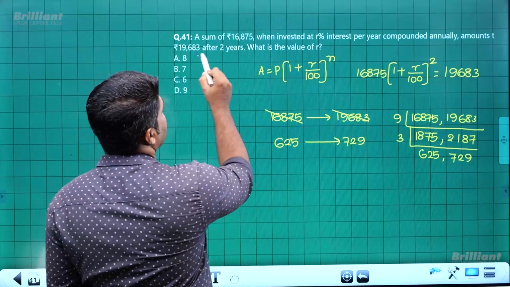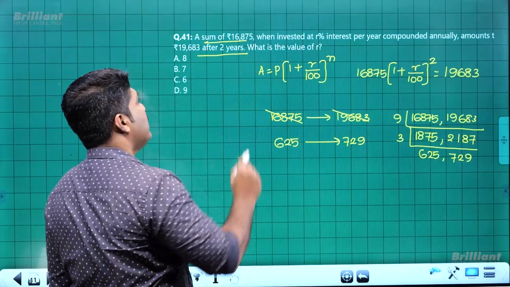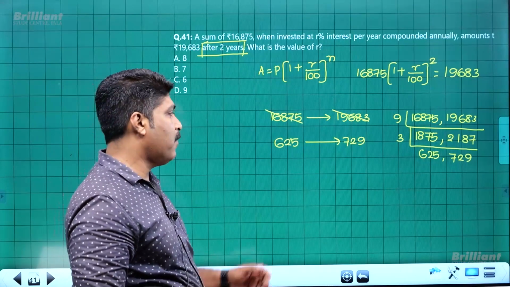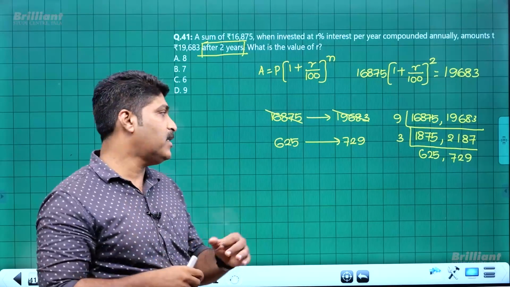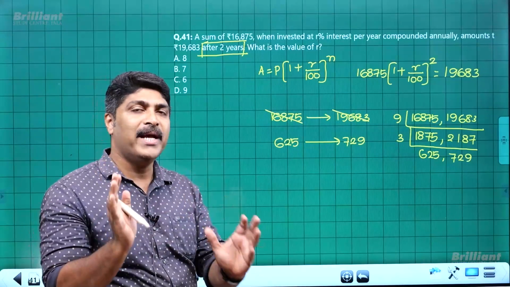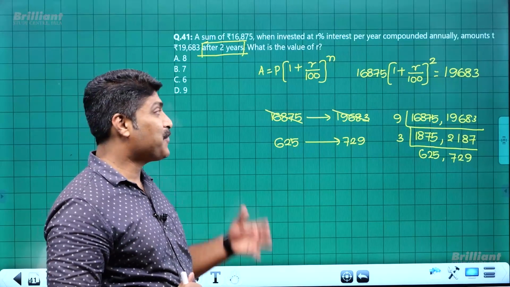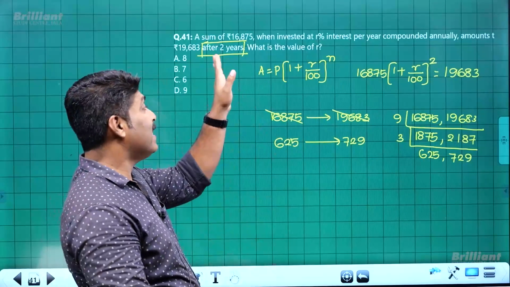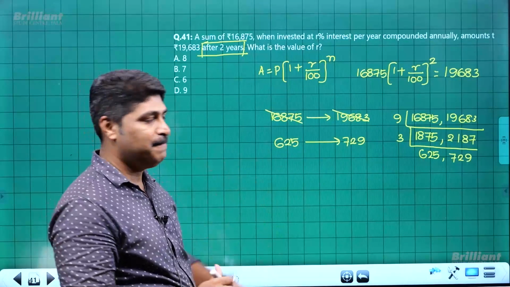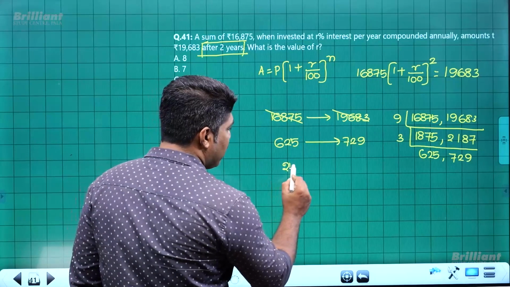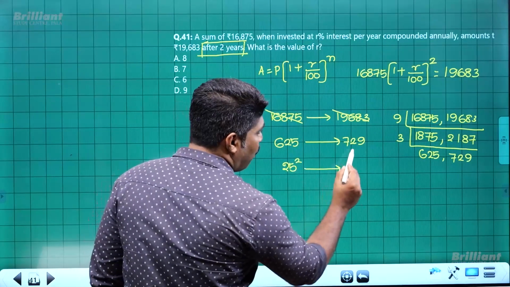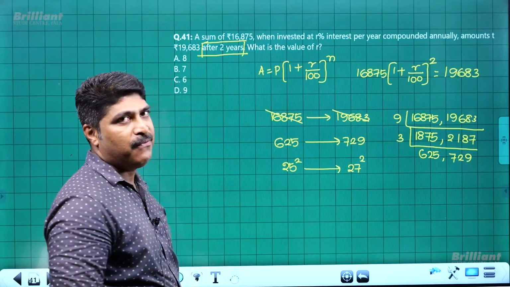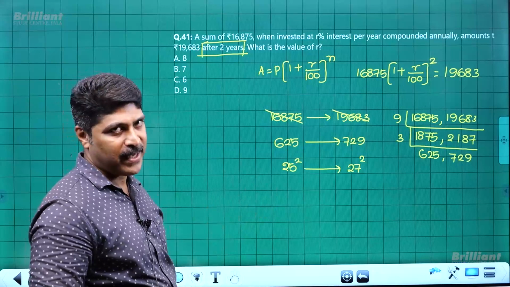And look at here, this is in 2 years. If it is a case of 2 years, you just think about these two values. Can we express these values in the form of squares of two quantities? If it is 2 years, then think about the conversion in the form of squares. If it is 3 years, think about the conversion in the form of cubes. So you just write, we know that this is 25 square, and this is 27 square. So 25 square becomes 27 square.